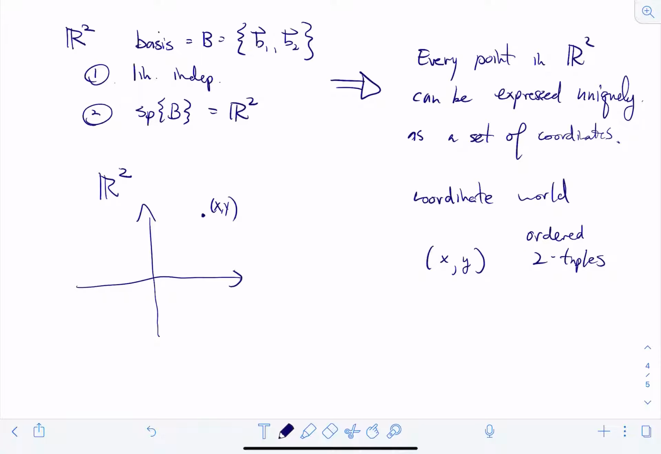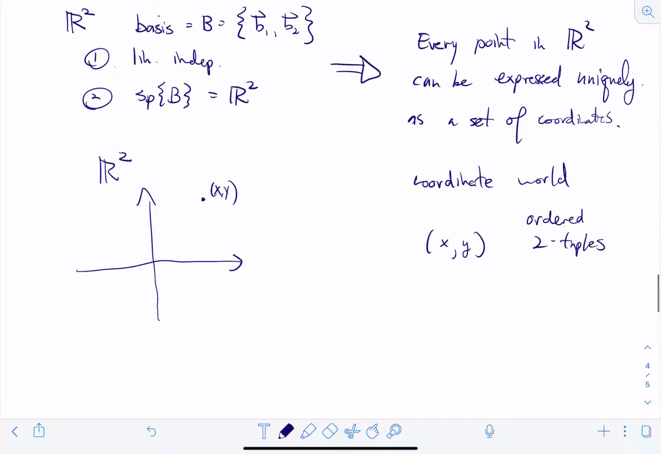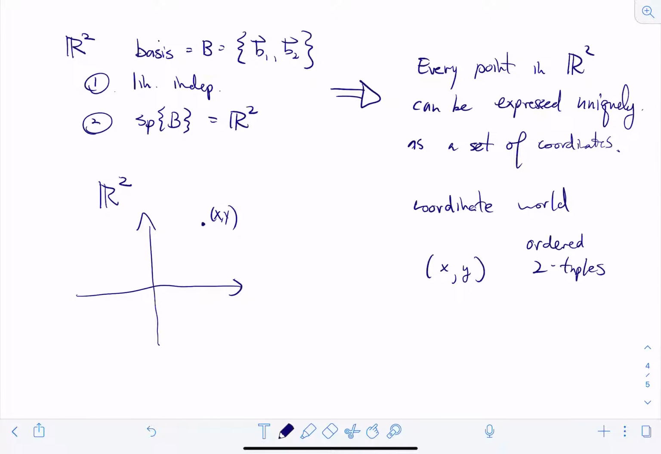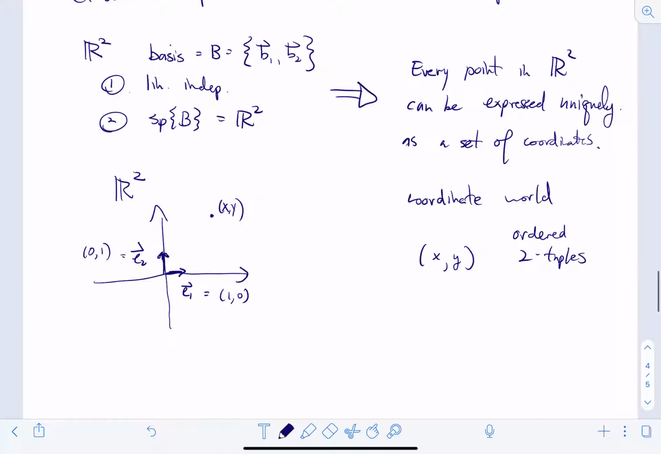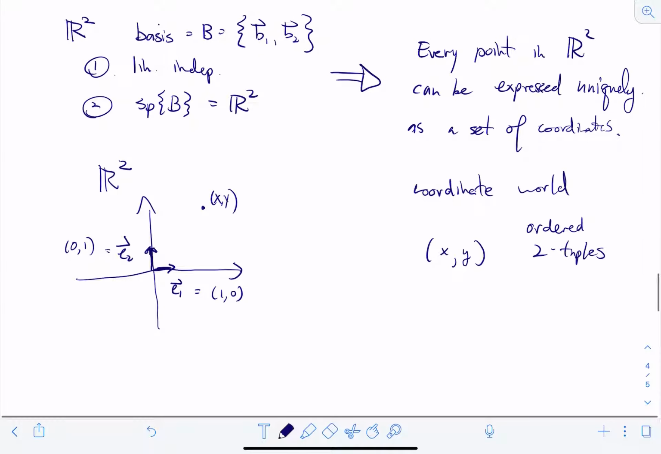So what I want you to imagine is, the world that you've been looking at has always been in terms of what we call the standard basis. So the standard basis is this E1 vector and E2 vector like this, right? And E1 is the vector 1, 0, and E2 is the vector 0, 1. So when I say the point x, y, you guys know that that means go in the x direction by x amount and go vertically in the y direction by y amount, right? So what happens if I have a new basis?